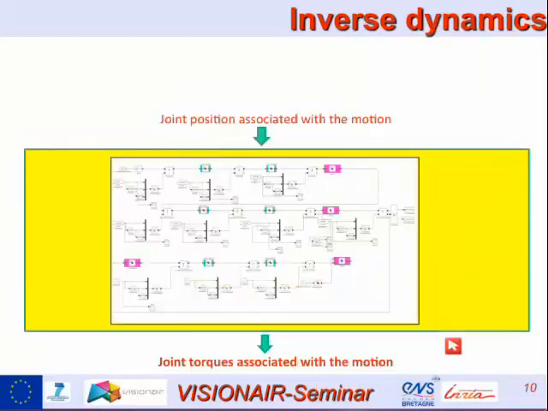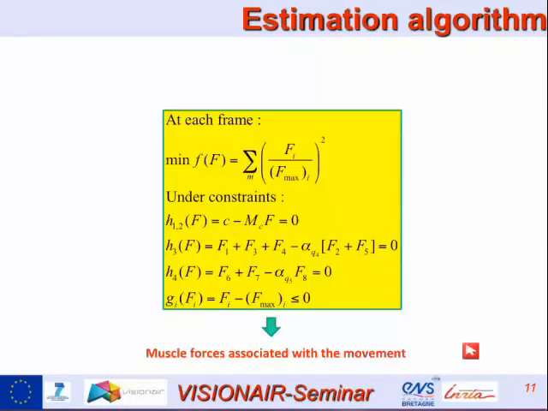So on the real user, we can have a scaled model with a joint position. The next step is to use this joint position in our dynamic model. Here it's inverse dynamics. Input is joint position, output is joint torques, and also forces in the joints. But these forces are taken into account also by the mechanical ideal model. So we are now at joint torques associated with the motion of the real user, and then we have to estimate the forces associated with the movement.